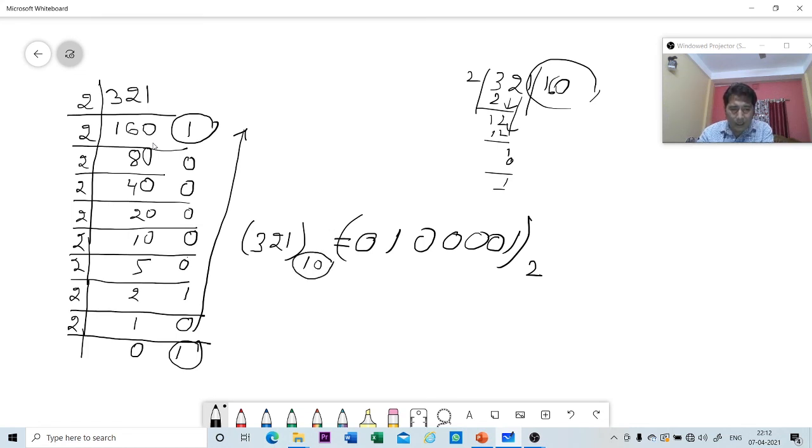This 10 denotes that this is a decimal number, and the base 2 denotes that this is a binary number. So I hope you have understood how to convert the decimal number into the binary number. So in our next video, I will show you how to convert the binary number back into the decimal number.